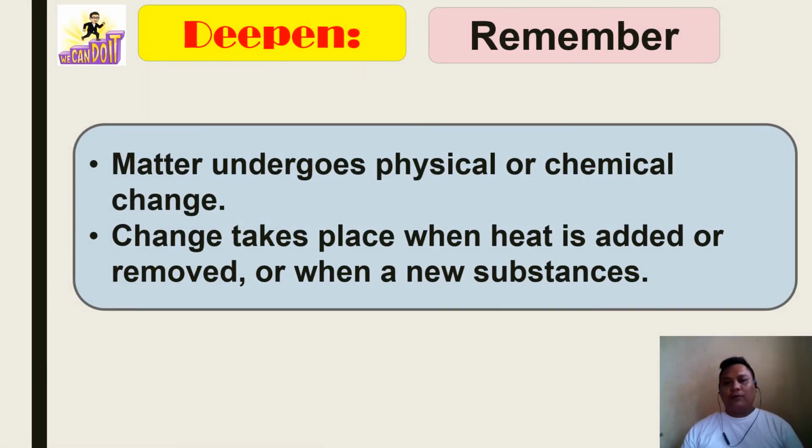Next, tandaan nyo po, a matter undergoes physical or chemical change. Change takes place when heat is added or removed or when new substance. So, matter undergoes physical change. Siyempre, may dalawa tayong physical and chemical change. So, yan po yung dalawa. Okay? So, yung physical po, it will not form new substance. Ang chemical change naman po, ito po, new substance. Yung isa, wala po siyang new substance, it remain pa rin po.